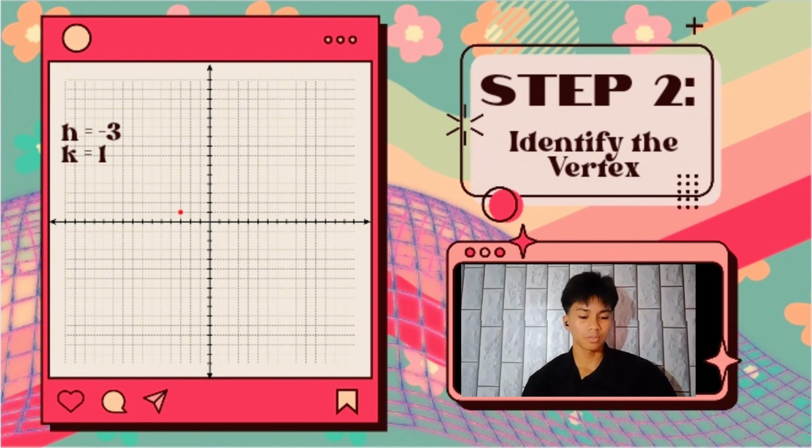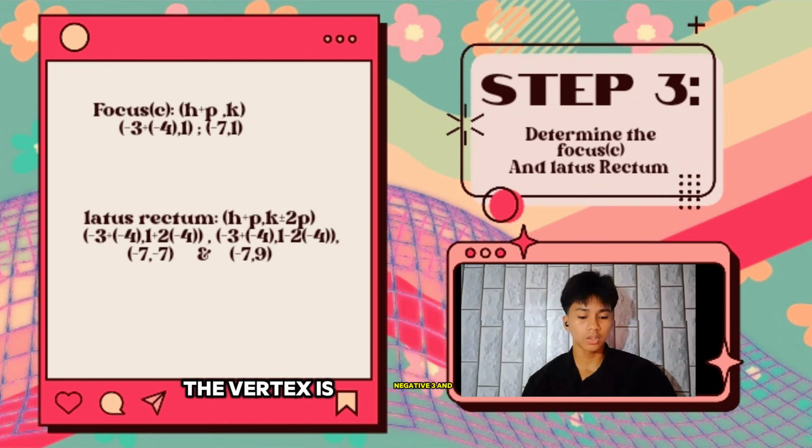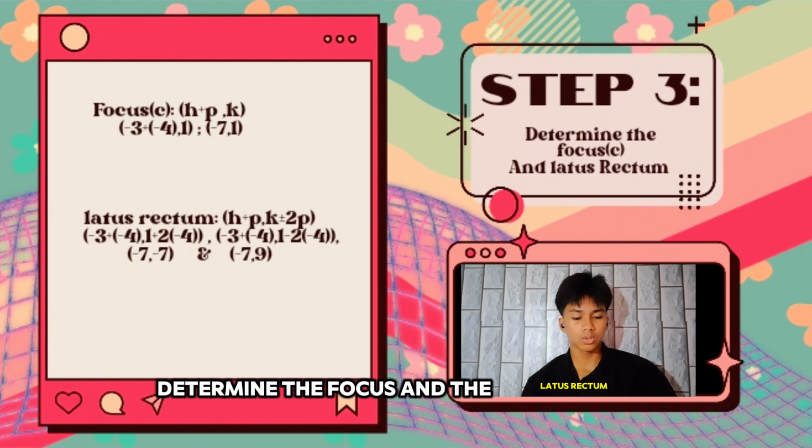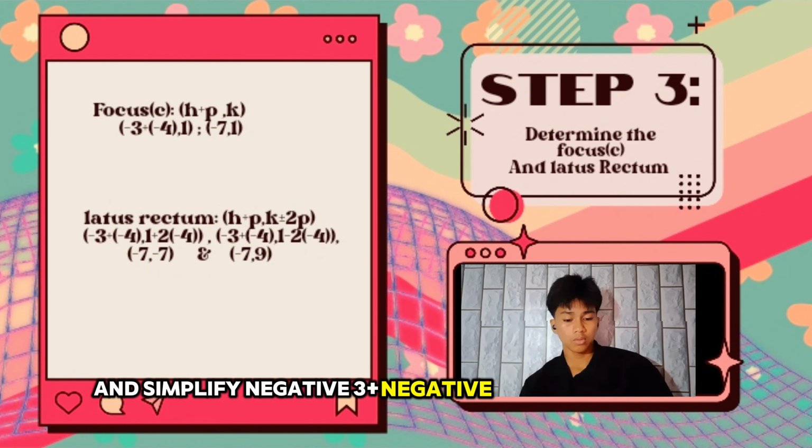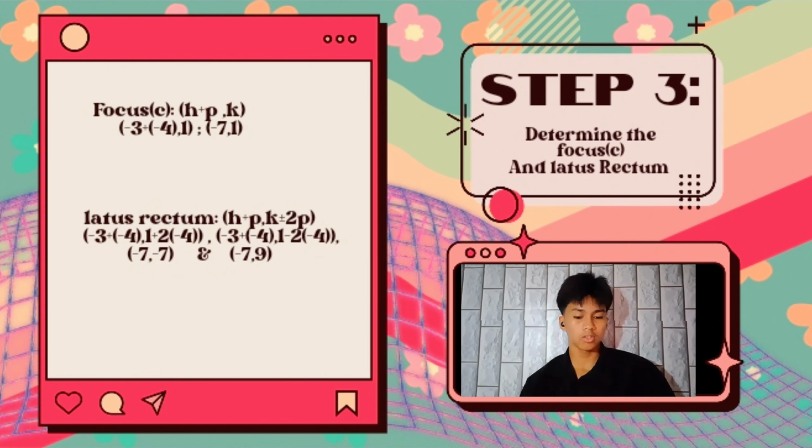Step 2. Identify the vertex. The vertex is negative 3 and 1. Step 3. Determine the focus and the latus rectum. We're gonna use the formula of the focus, h plus p comma k. So let's substitute: negative 3 plus negative 4 comma 1. Let's simplify. Negative 3 plus negative 4 equals negative 7. Just copy the 1. So negative 7, 1.